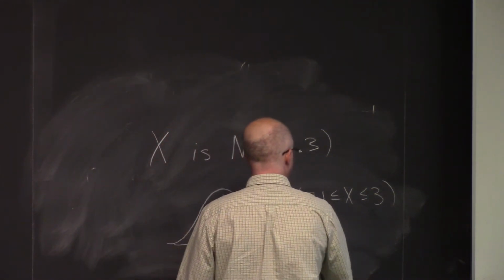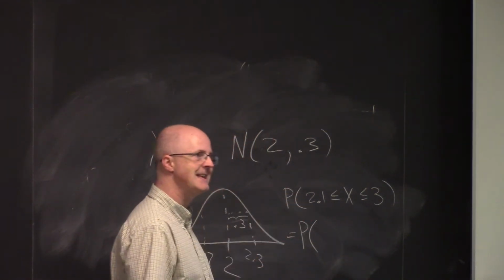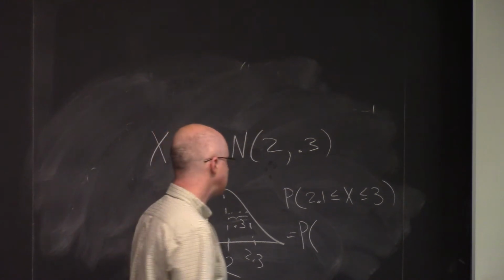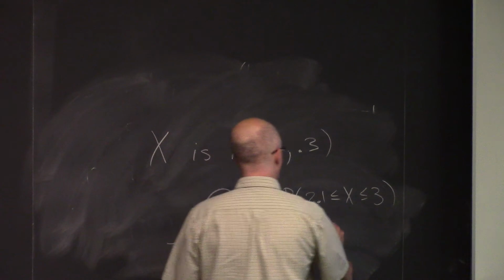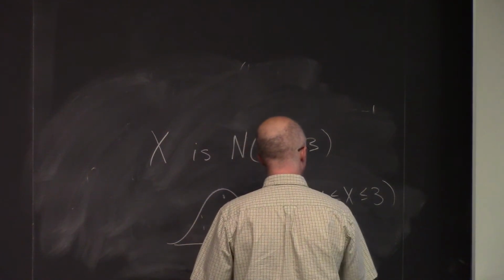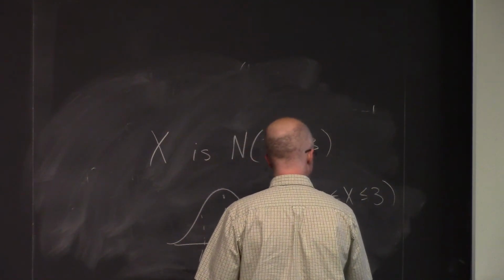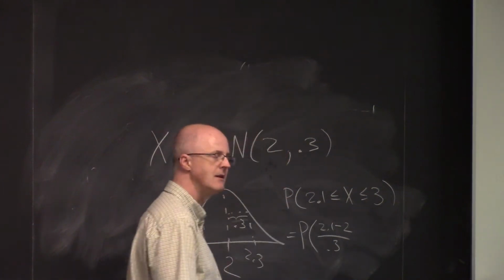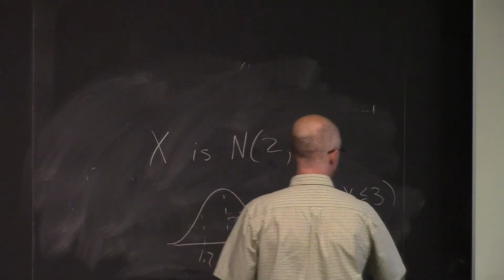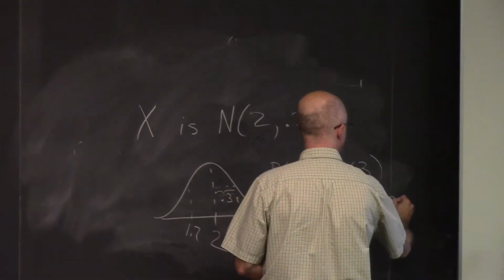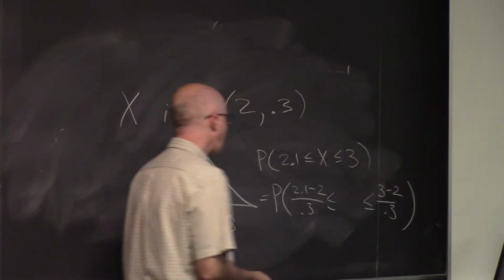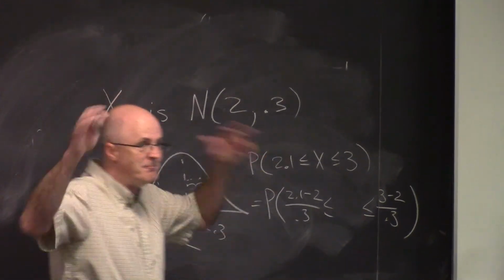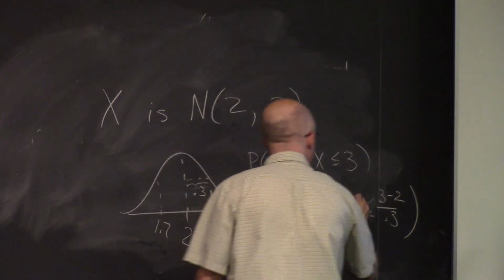I want you to be able to convert to a z-score within the probability notation, which means you do all your calculations inside the parentheses. Subtract the mean, so take 2.1 and subtract 2 and divide by the standard deviation of 0.3. Do the same thing with the 3. 3 minus 2 divided by 0.3. What happens with the x? It magically morphs into a z.